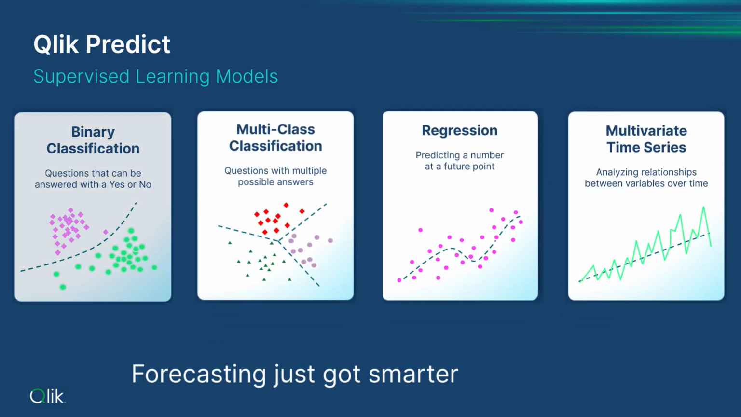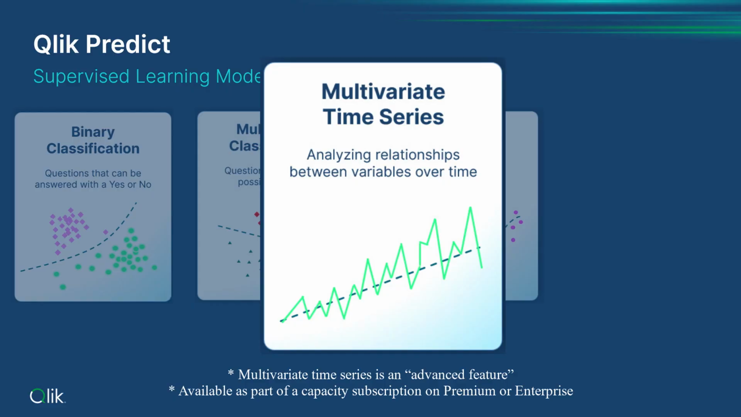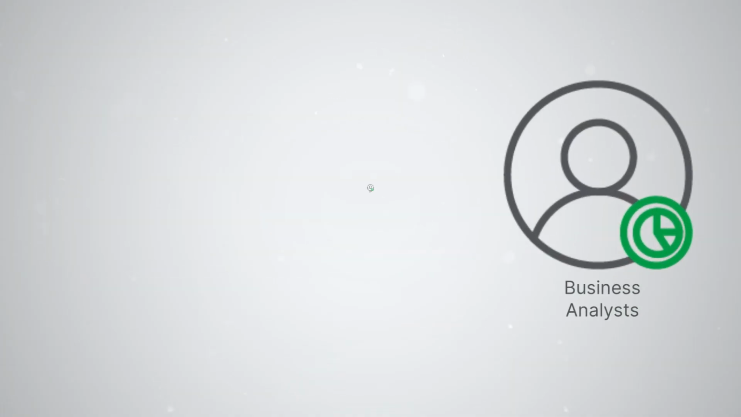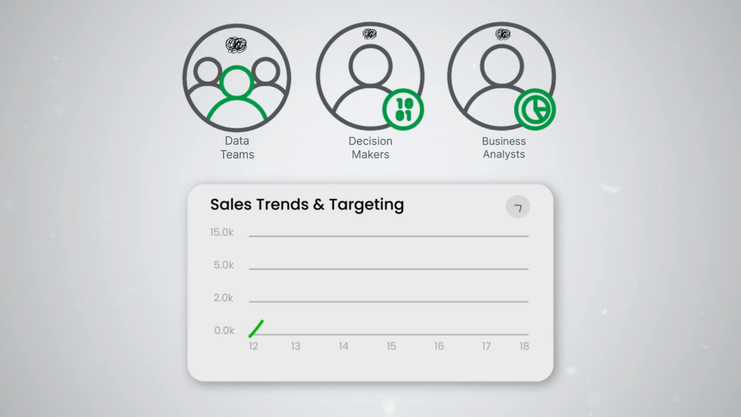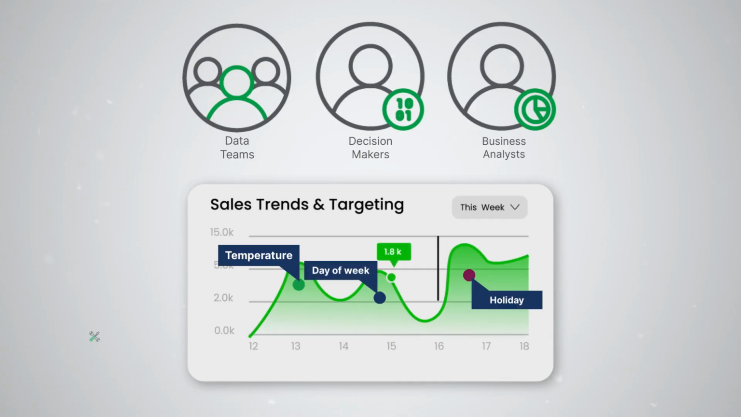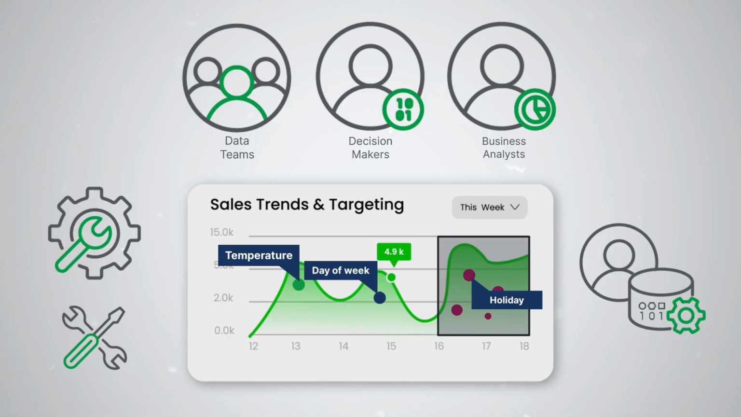Forecasting just got smarter and simpler with Qlik Predict's new multivariate time series capability. Business analysts, decision makers, and data teams often struggle to forecast across multiple independent variables, relying on complex tools, manual processes, or data scientists to get answers.